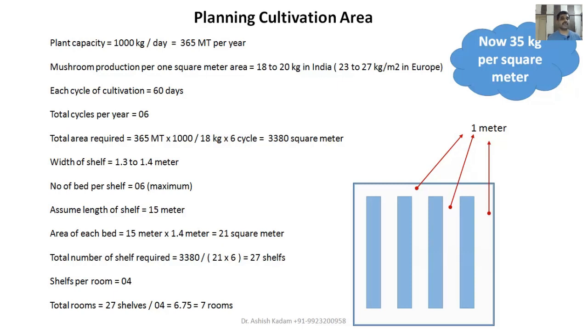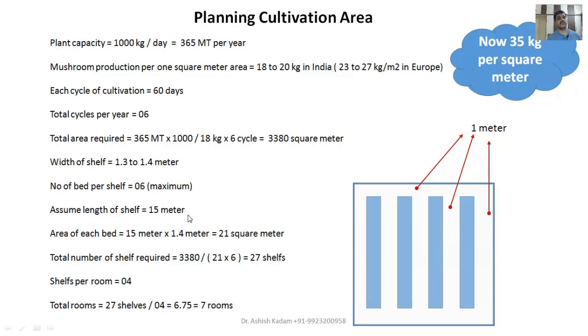If you are targeting the right yield of 23 to 27 or even more than that, then you need to have proper planning. There has to be proper air circulation. We have discussed those points in video number 2 and video number 3. So we will again assume the length of the shelf, that is 15 meter. So the length of the shelf is 15 meter.